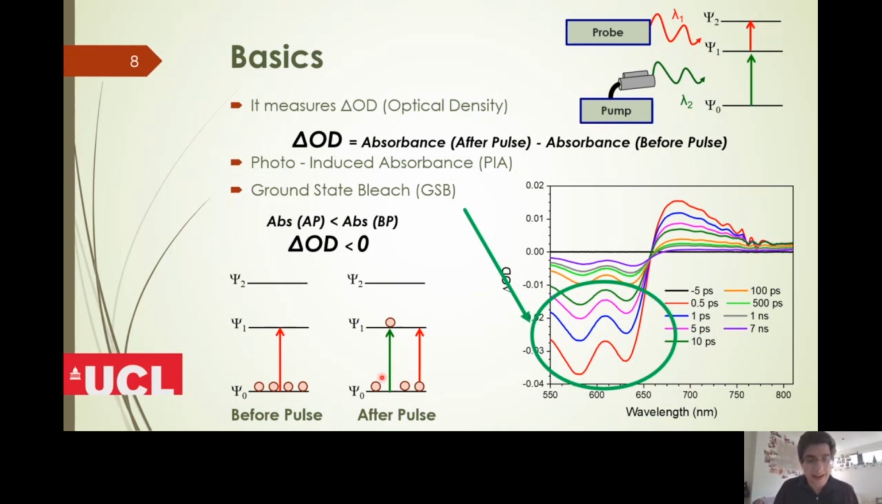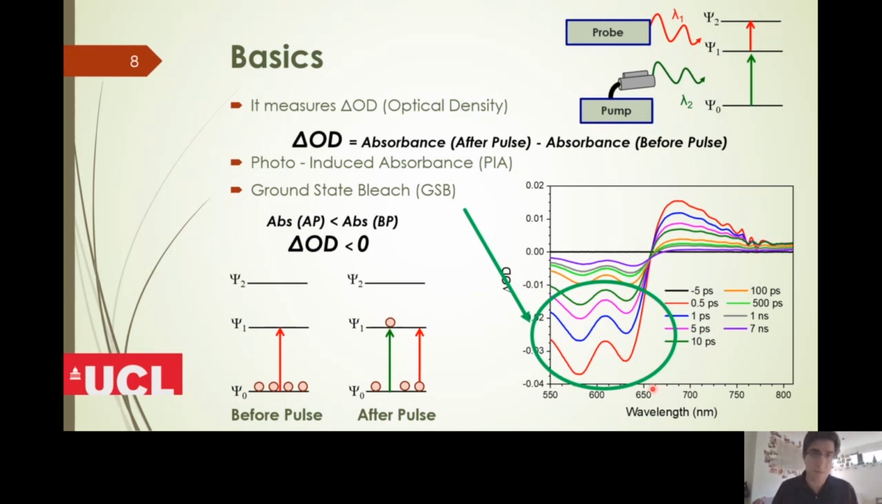But after the pump, you're going to have fewer molecules in the ground state because you're exciting your sample. You're going to have some excited states, and after the pump, you're going to have less absorbance. That's why the delta D is negative for ground state bleach.